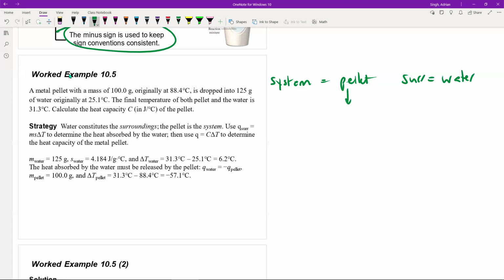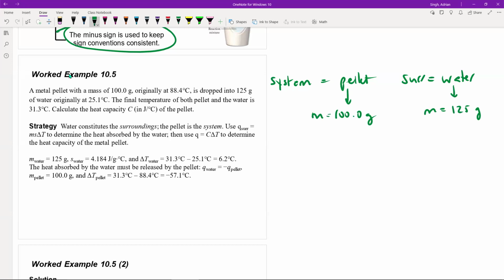And for the pellet, we have the mass that is 100.0 grams. For the water, the mass of the water is 125 grams. And we're given temperatures.